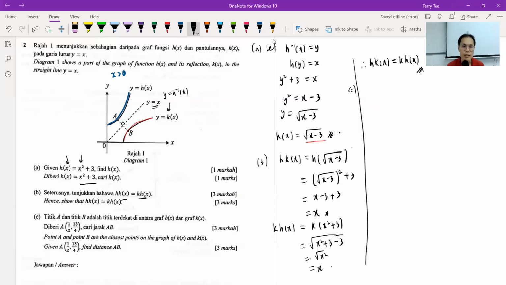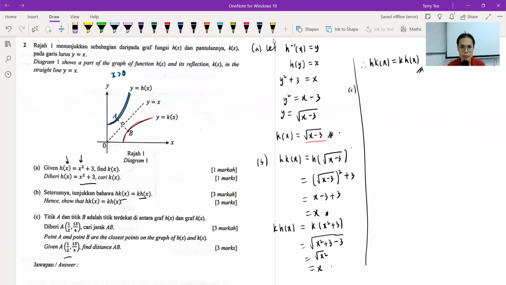Okay, part C is very interesting because they give us points A and B. They are the closest points on the graphs of h(x) and k(x), okay? And coordinate point A is now given. You're supposed to find distance AB. So here we use the concept of inverse again.